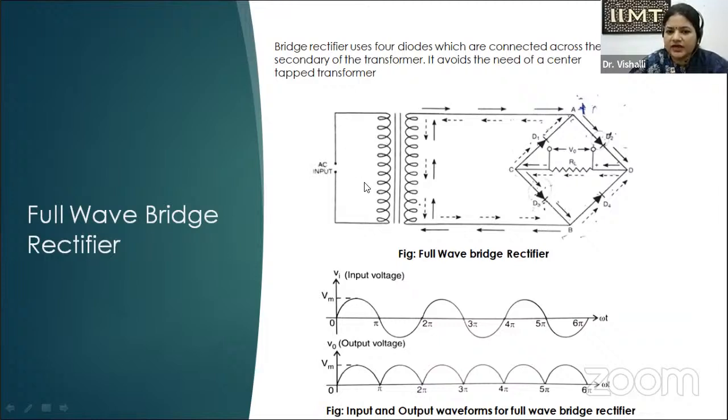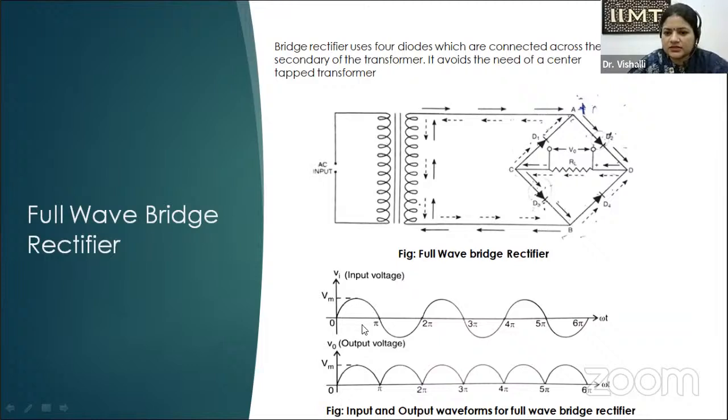In the same way, we are applying the AC input to the primary of the transformer, and we are getting the output from the secondary of the transformer. In this arrangement, no center tap is needed. So let us try to understand the working of this bridge rectifier. You can see we have 4 diodes placed as shown in this diagram, and RL is a load resistance across which the output voltage is obtained.